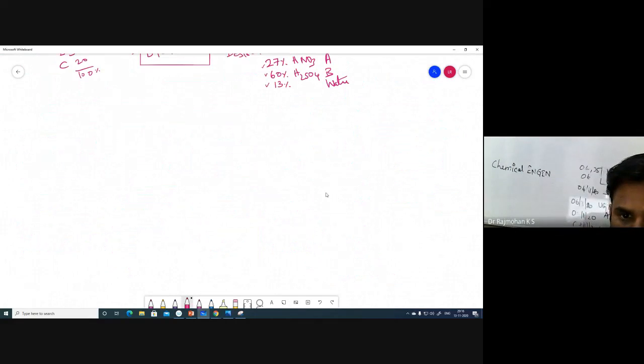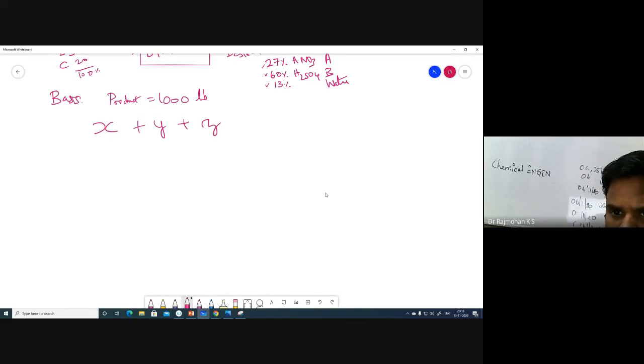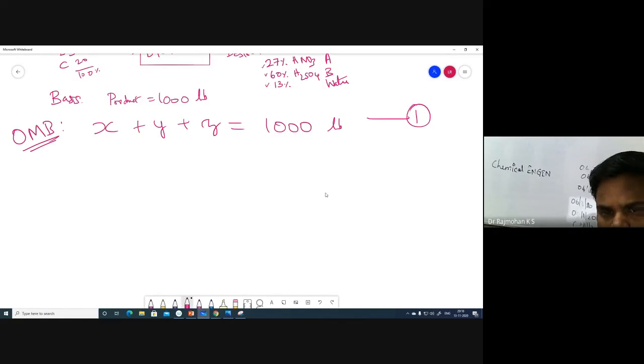So what is the overall material balance? Overall material balance is input equal to output, right? So we have taken a basis of 1000 pounds of product. So what are the inputs? We have X pounds plus Y pounds plus Z pounds should give 1000 pounds. That is our overall material balance. X is the waste acid, Y is the concentrated nitric acid, and Z is the concentrated sulfuric acid.